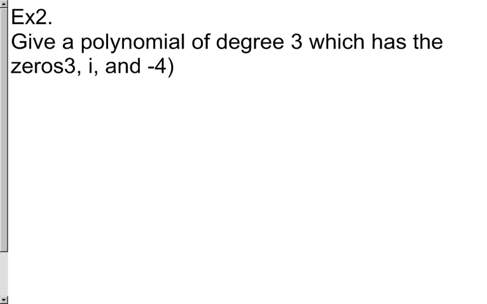To give a polynomial of degree 3 which has zeros 3i and negative 4. Is that even possible? What am I talking about? What's the difference between this and the previous question? Well, obviously there's no room for conjugate because already, what, degree 3 given 3 roots. But is that impossible?